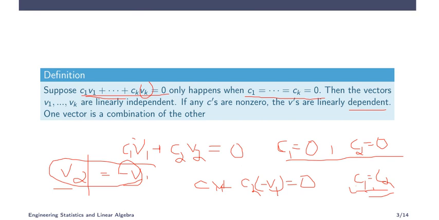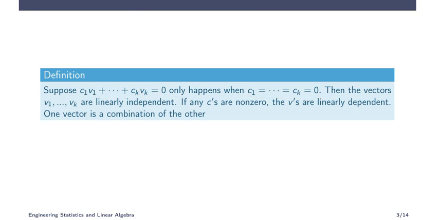Otherwise, C1 is equal to 0 and C2 is equal to 0 only if V1 and V2 are not related. Then this will be 0 only if C1 is equal to 0 and C2 is equal to 0. That's why it is called linearly independent. But how to check this? We will see some special conditions where it becomes dependent and where it becomes independent. Then based on that we can generalize the concept.